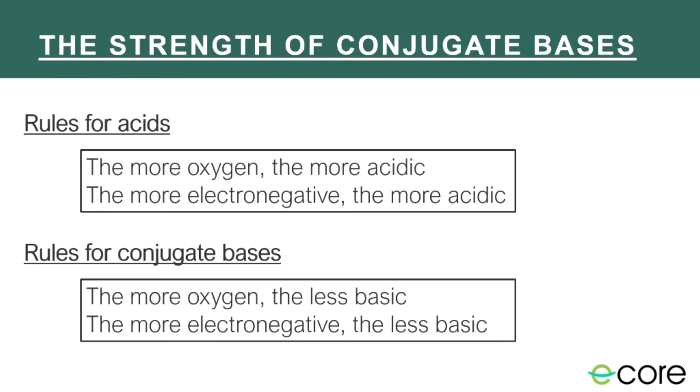So now we can summarize our rules for acids and our rules for conjugate bases. Remember that for acids, more oxygen makes it more acidic. And it's exactly the opposite for conjugate bases. More oxygen makes it less basic. Then we have our electronegativity rule, which tells us that the more electronegative that non-oxygen or hydrogen atom is, the more acidic. And again, exactly flipped for conjugate bases. The more electronegative that atom is, the less basic. Okay, so now we can apply our conjugate base rules to these two problems.